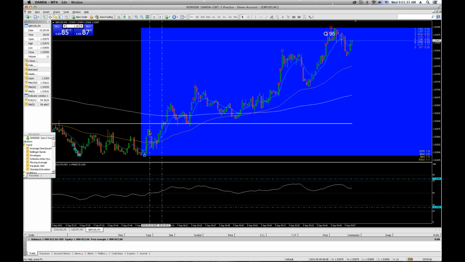So here would be the entry on the 5. This is the entry on the 13.